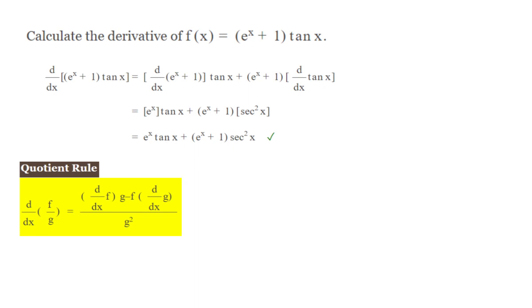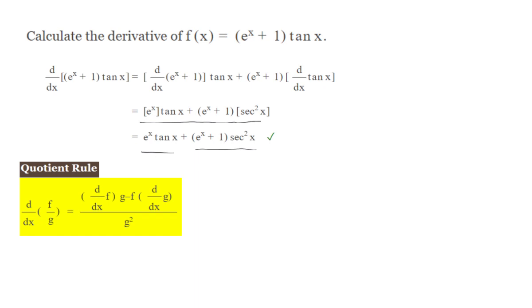Now using the product rule, derivative of e raised to x plus 1 into tan x is equal to derivative of e raised to x plus 1 into tan x plus e raised to x plus 1 into derivative of tan x. So that is e raised to x tan x plus e raised to x plus 1 sec square x, which can be written as e raised to x tan x plus e raised to x plus 1 into sec square x. So that is the final answer.